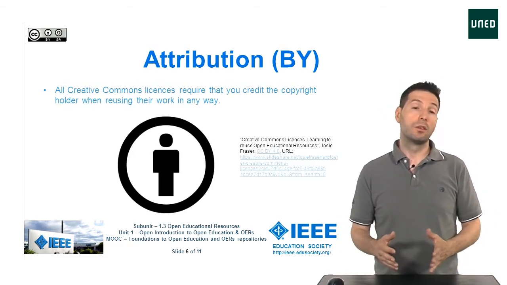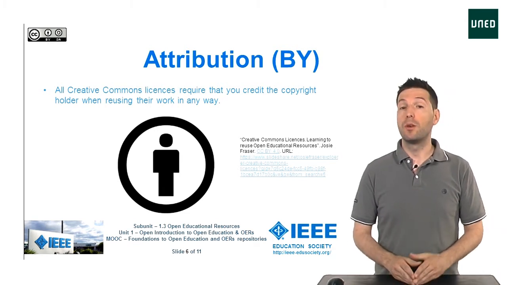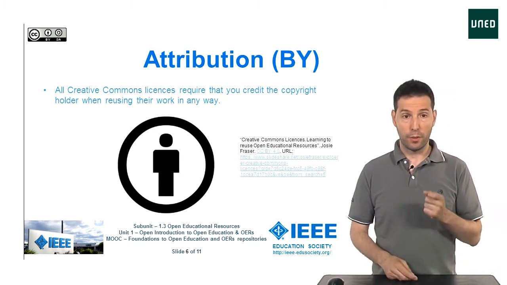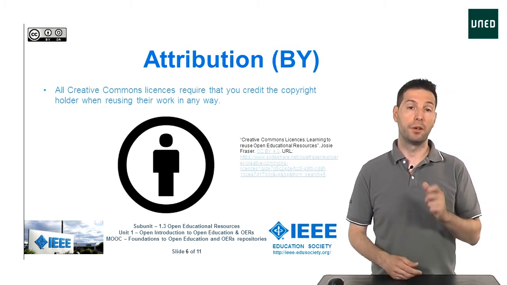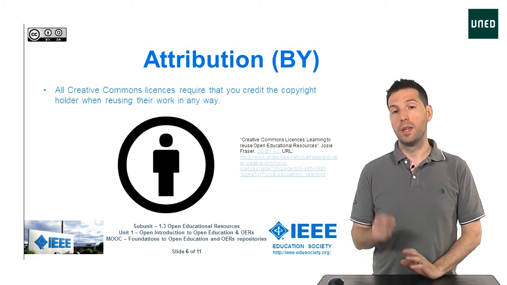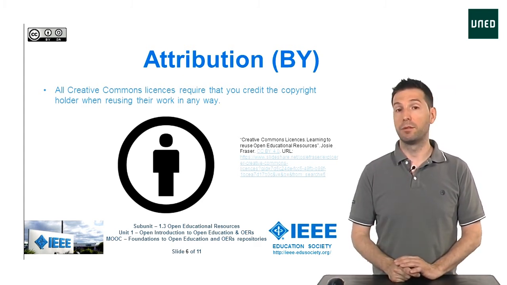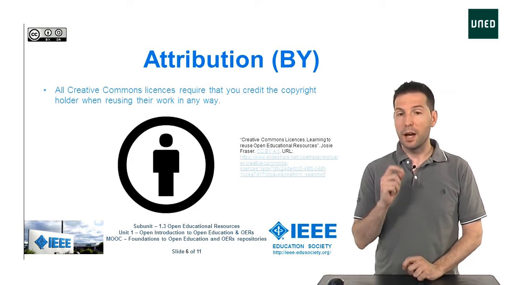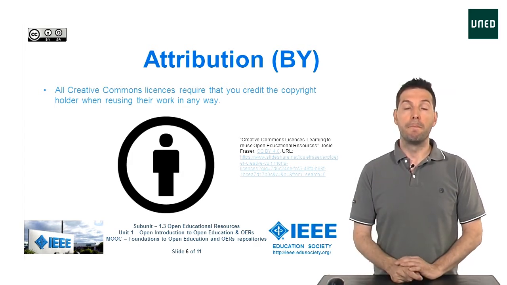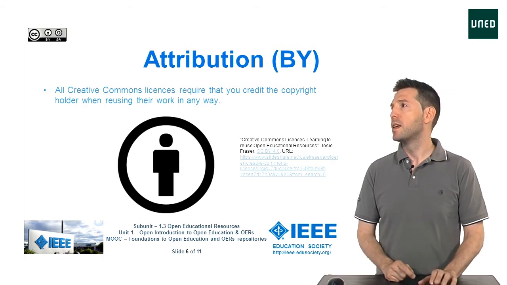And all Creative Commons licenses require that you credit the copyright holder when you are using their work. So attribution is basic for the Creative Commons licenses. You always have to attribute to the author of the work.